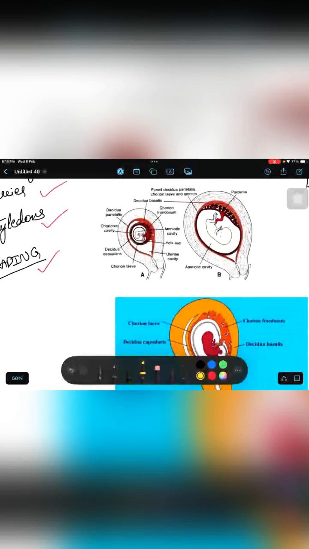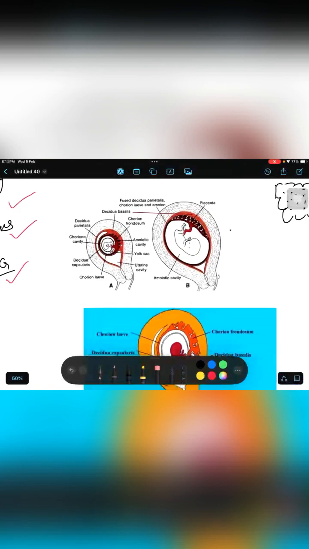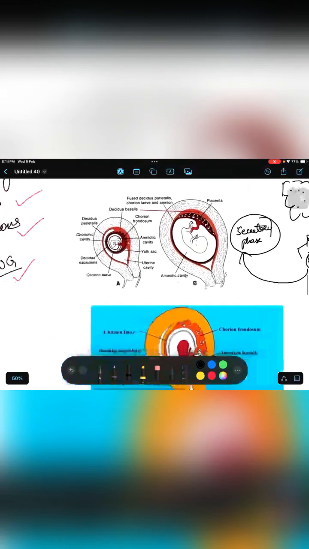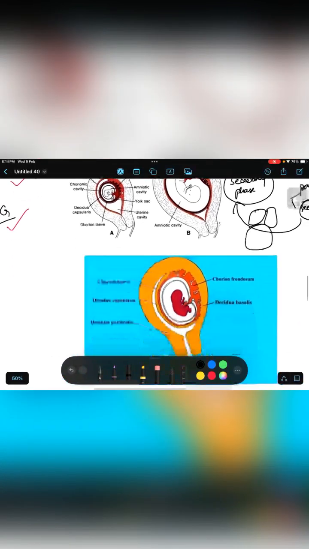Okay, so what happens here is, whenever the implantation is done, the secretory phase features will remain. In the uterus, the menstrual cycle, as you know, has the proliferative phase and the secretory phase. But here, whenever there is a pregnancy, the secretory phase will remain and we need to maintain that secretory phase. So the stromal cells will be enlarging and they will lead to the formation of the decidua.